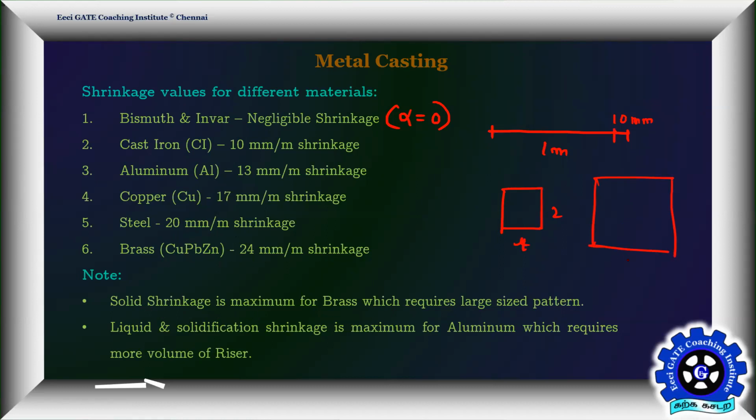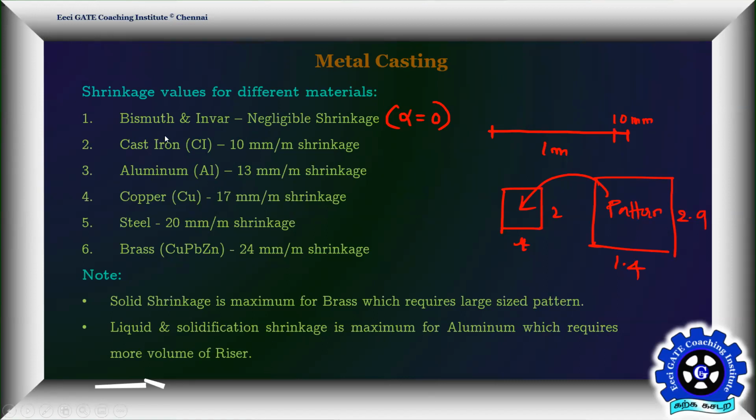Like it should have, because 24, you have to compensate that, right? So you have to have some 1.4 side and some 2.9. No, this will be a pattern, right? The pattern should be very because if you put this pattern only after shrinking, you get this, right? Yes, sir. And liquid and solidification shrinkage is maximum for aluminium, and which requires more riser volume.